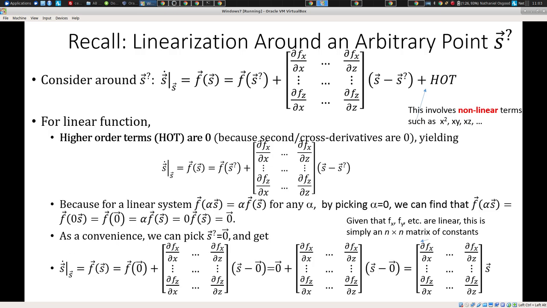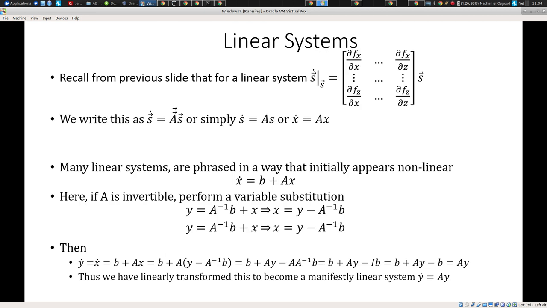This is a matrix of constants for a linear system. For a linear system, f sub x is some linear function, so it involves, say, x's and y's and z's and maybe some constants. If we take its derivative, it'll either be zero or it'll involve some other constant, if we take its derivative with x, or y, etc. So this is just a matrix of constants. It's A for a linear system. For a linear system, this is a matrix of constants. Okay.